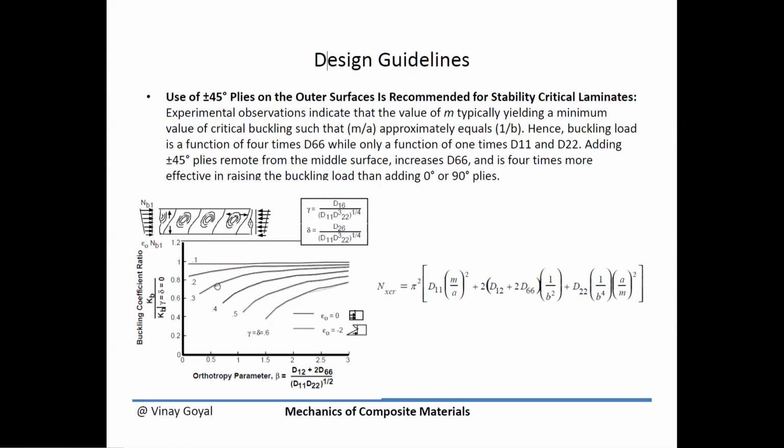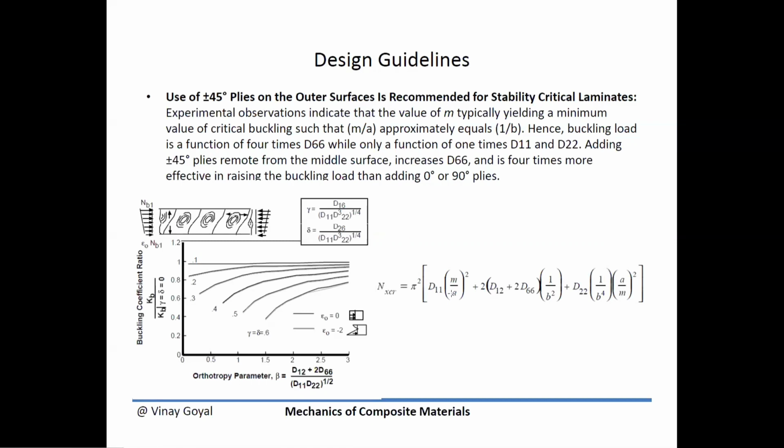Another thing that has been discussed extensively in the literature, and I invite you to pause the video and look for some research in this arena, is that adding plus minus 45-degree plies on the outer surfaces can increase stability of critical laminates. So it is something to consider. Experimental observations indicate that the value of M, which is the M that goes into the buckling equation, is an integer.